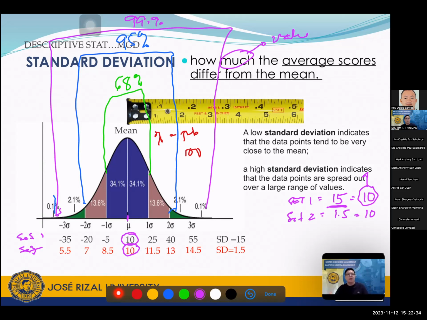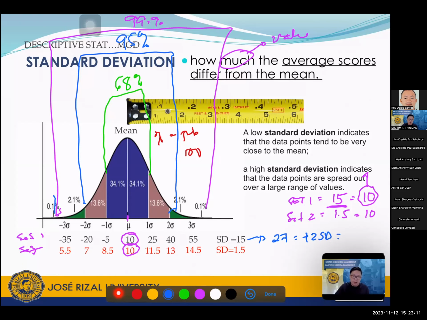So what does this mean? If you have a score of 27 here in set 1, for example, what is the equivalent standard deviation? Where do you belong? Within +2 standard deviation.